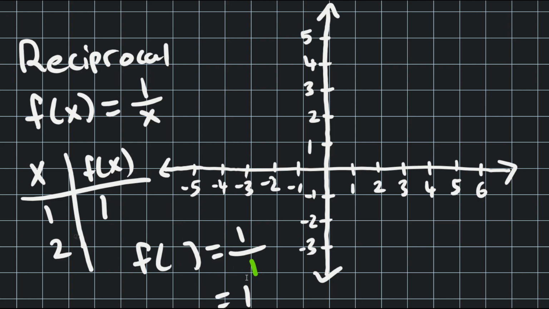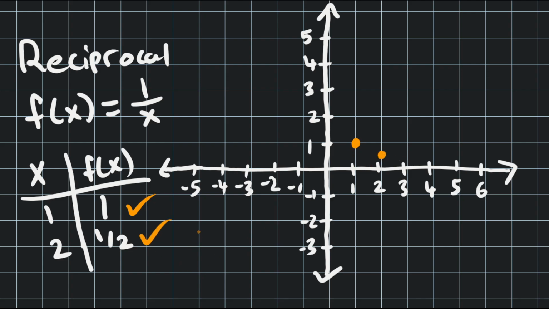Now let's do the same thing. F of 2 is 1 over 2. What's 1 over 2? 1 half. So we will write down 1 half. Okay, so let's plot these points. So we have 1 comma 1, which is right here. That's good. And we have 2 comma a half, which is right here. It's between 0 and 1. Okay, there we go.